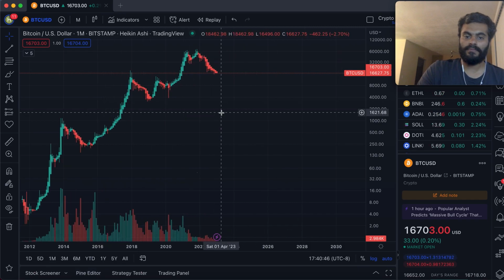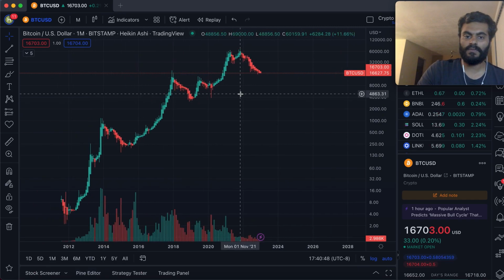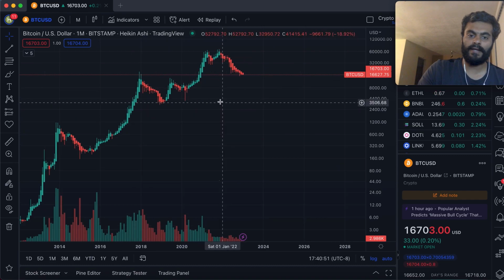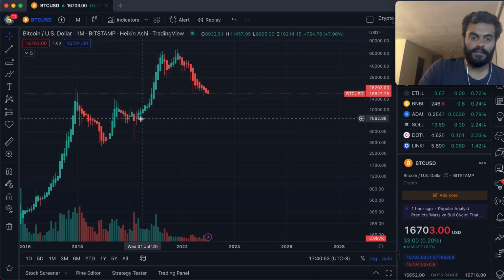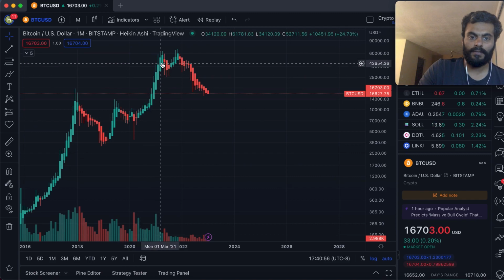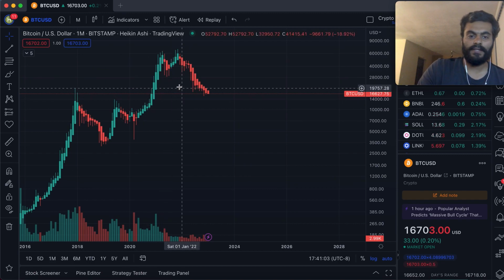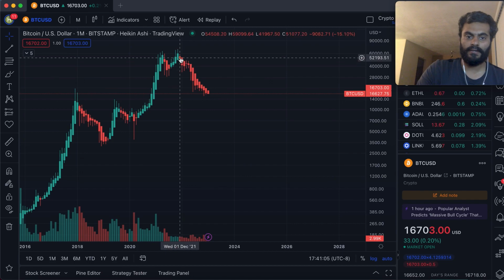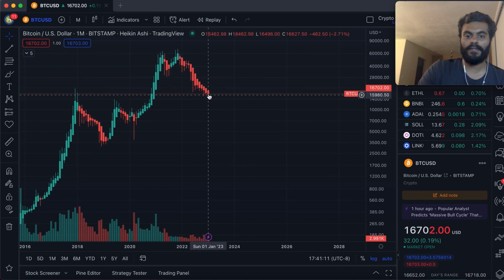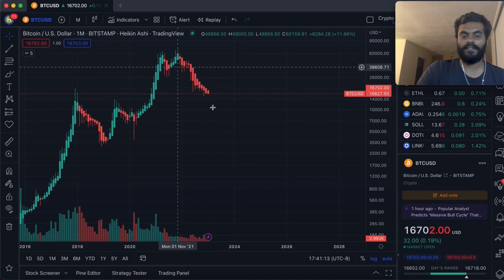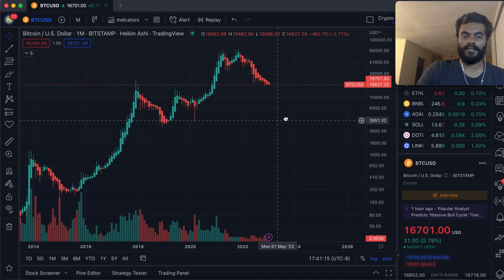So if we select the monthly granularity, you can see that essentially from May of 2020 up until May of 2021, there were nothing but green candles. This clears out the noise in the market, and it is even more evident in the bearish phase, where ever since December of 2021 up until January of 2023, there are nothing but red candles.